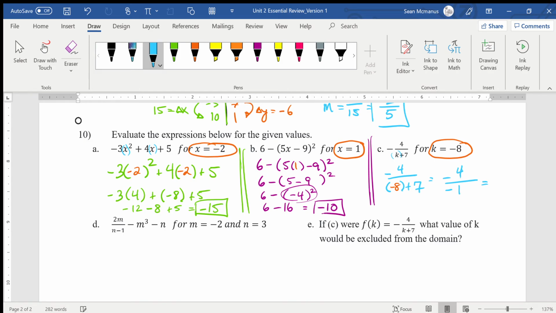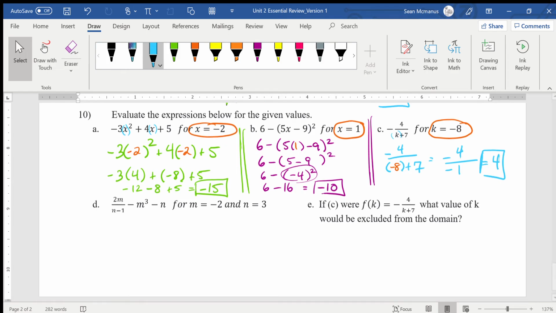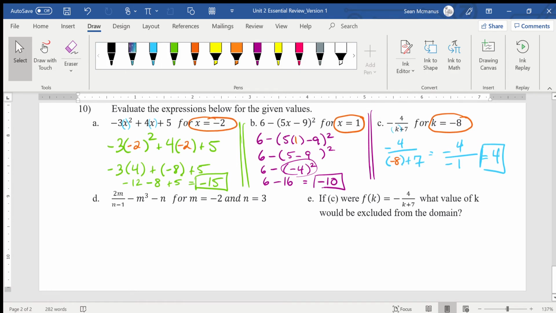Now I just have a fraction, but the top and the bottom are negative, so it's going to cancel out. A negative over negative is a positive. 4 over 1 is 4. And we're down to the last couple here. This one now has 2 variables in it, so it's going to ask me to evaluate when the m is negative 2.